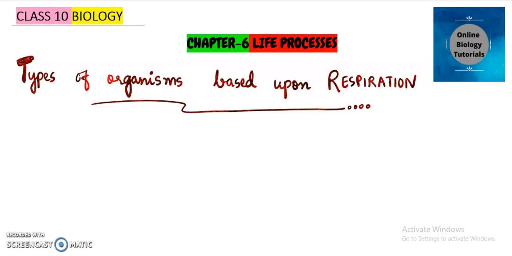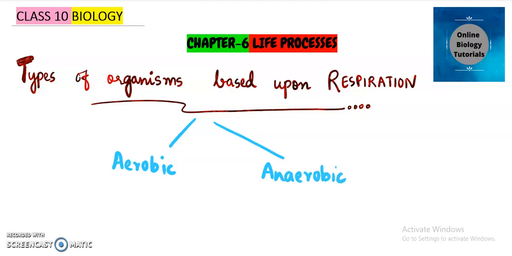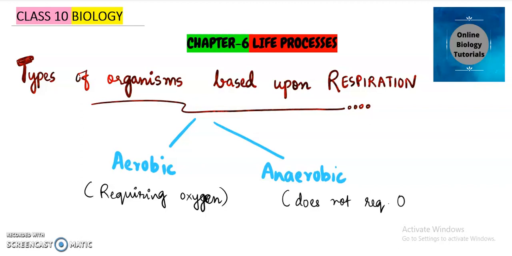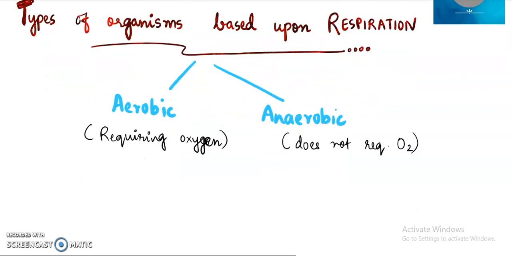We are studying the respiratory system, and in this video we are going to study the types of organisms based upon respiration. So based upon respiration, an organism can be aerobic or it could be anaerobic. These are important terms and you need to know the meaning of them. Aerobic means requiring oxygen, whereas anaerobic does not require oxygen. This is the main difference between aerobic and anaerobic organisms.